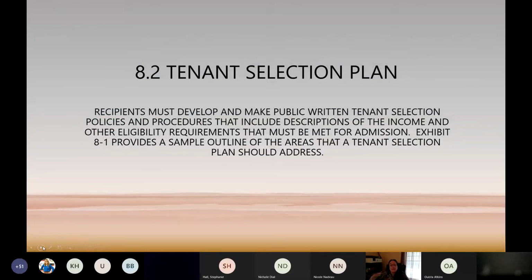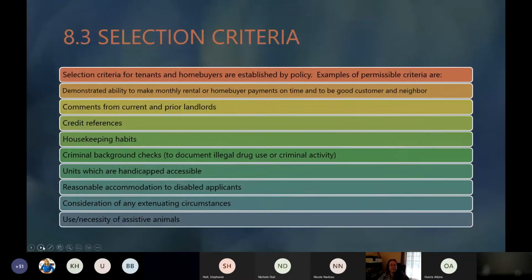You have to develop and make public a written tenant selection policy and procedure that include descriptions of the income and other eligibility requirements that must be met for admission. Exhibit 8.1 provides a sample outline of the areas that a tenant selection plan should address. And your selection criteria. Selection criteria for tenants and home buyers are established by policy.